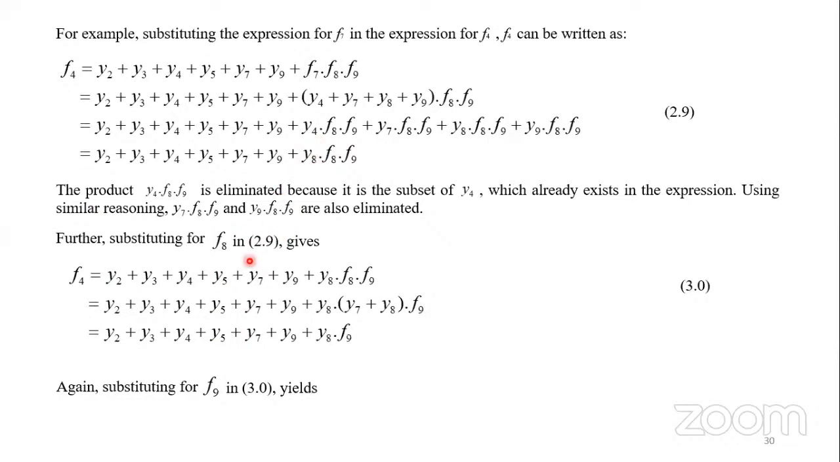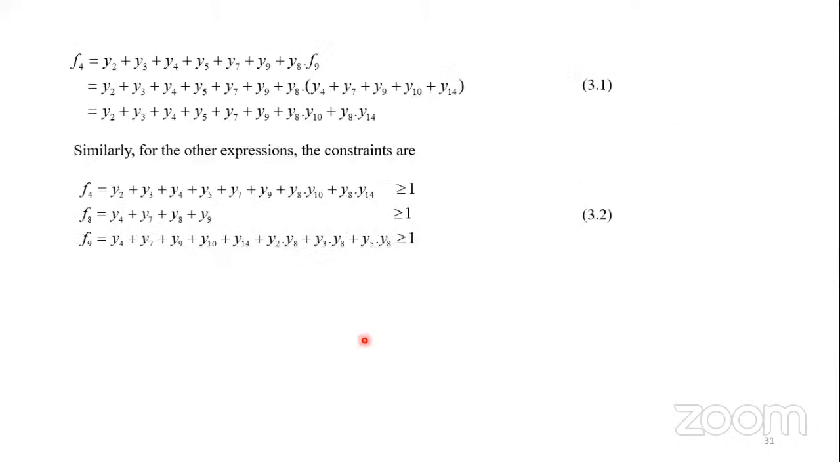So we are again minimizing it. The final equation is y2 plus y3 plus y4 plus y5 plus y7 plus y9 and y8 dot f9. And for f9, similarly we find this value. For f8 it is y4 plus y7 plus y8 plus y9. Similarly, f9 can also be solved, and the equation is y4 y7 y9 y10 y14 y2 dot y8 plus y3 dot y8 plus y5 dot y8.